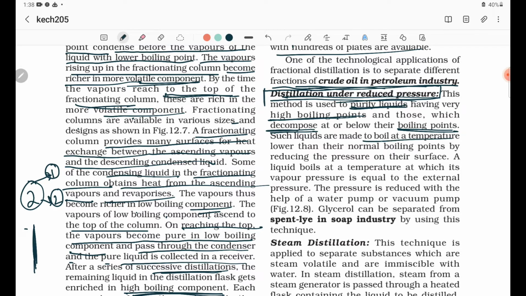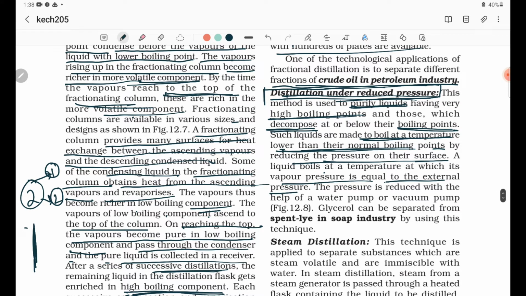Such liquids are made to boil at a temperature lower than their normal boiling point by reducing pressure on their surface. A liquid boils at a temperature at which vapor pressure is equal to the external pressure. Now see, they have very high boiling point and decompose at the boiling point or below it. So they are intentionally made to boil at a temperature lower than the boiling point.